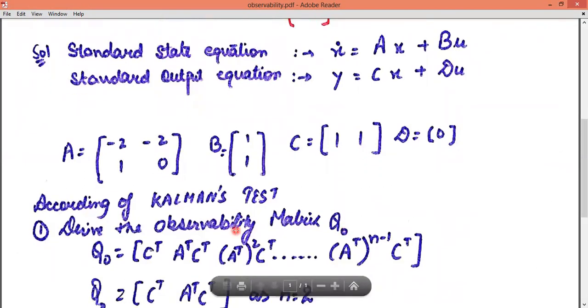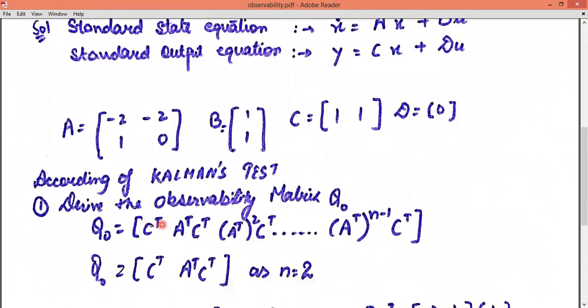So how are we going to write this? We can write C transpose, A transpose C transpose, where T stands for transpose, then A transpose square C transpose, up to A transpose to the power n minus 1 C transpose. Here the value of n matters. This is an n into n matrix, meaning 2 into 2, and this is an n into 1 matrix. So here the value of n is 2, so we will limit this up to here.